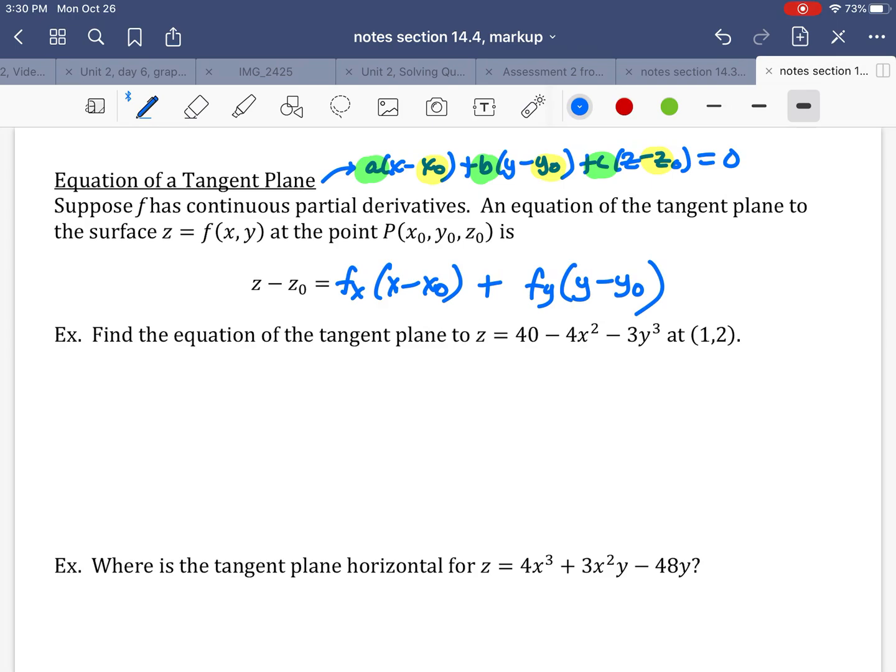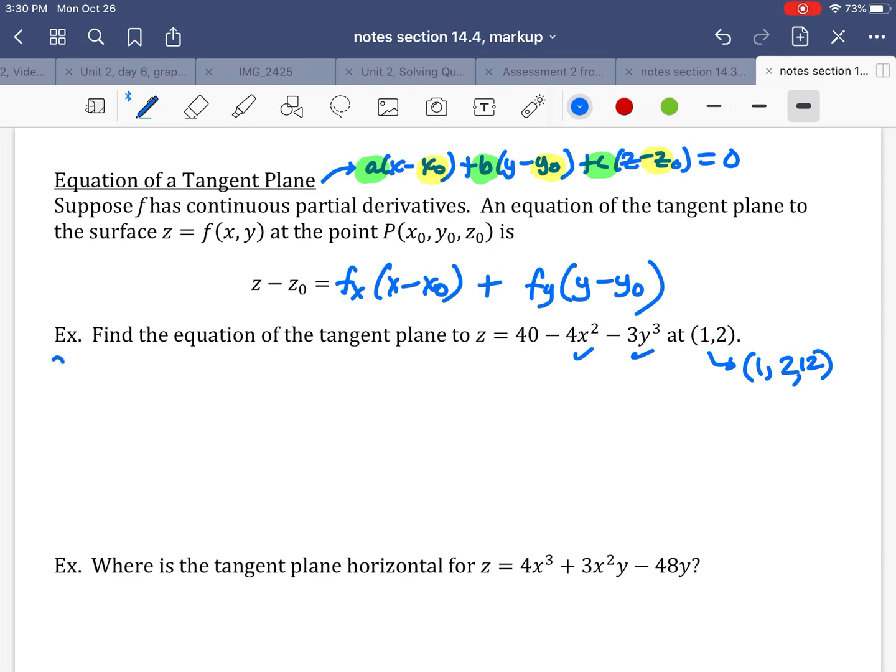All right, so we're going to do this here. Find the equation of the tangent plane to this equation at the point 1, 2. Even though they give you 1 and 2, you always have to find the z value. So I would plug 1 and 2 into here and here, and when you do that, you get 12. So 1, 2, 12. Even if you aren't given that, you have to find it.